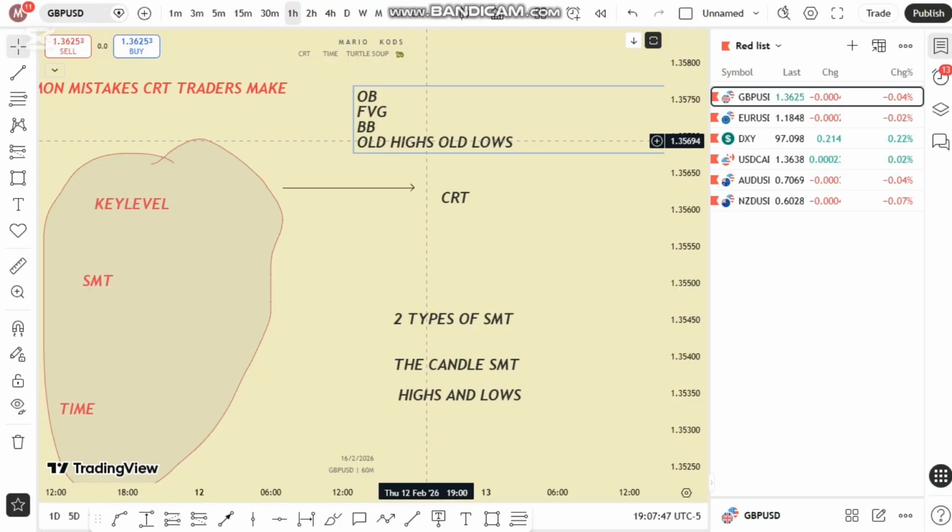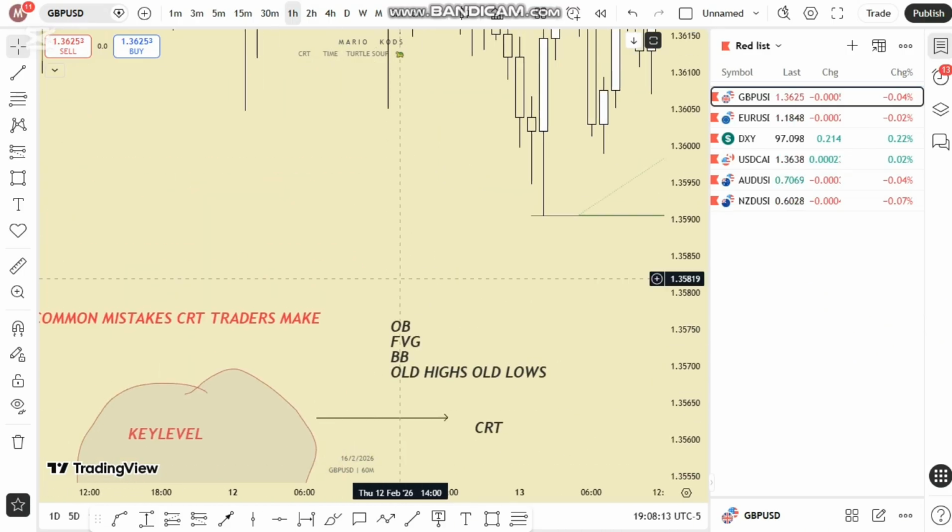Once there's a key level, the price hits the key level at key time, and you get SMT confirmation, then definitely 100% price is going to move in your direction. Bet me. Go by yourself and try it. Come back to me and give me feedback. Order block, fair value gap, breaker block, and old highs and old lows.